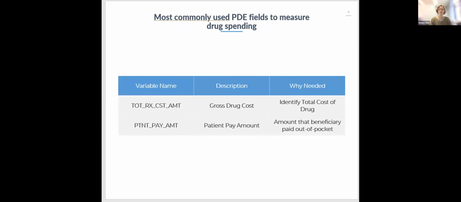So the two most commonly used PDE cost fields for measuring drug spending are the total RX cost amount, otherwise called the gross drug cost, and that will identify the total cost of the drug according to the point of sale transaction. And the second is the patient pay amount, and that's the amount that the beneficiary paid out of their own pocket.